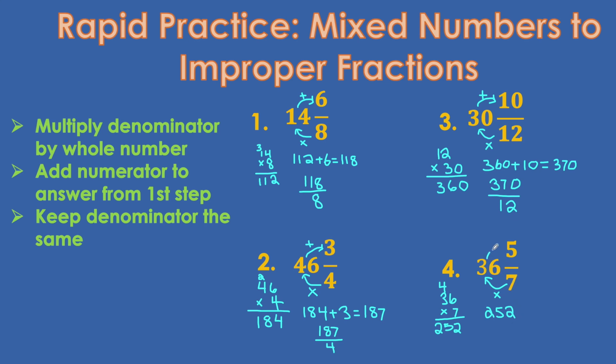Then we're going to take that answer and add 5 to it. So we are going to add 5, which gives us 257. So our final answer, we're going to take the numerator, 257, which is the number we just found. Then you put it over the denominator, which is just that 7. So our final answer, 257 over 7.